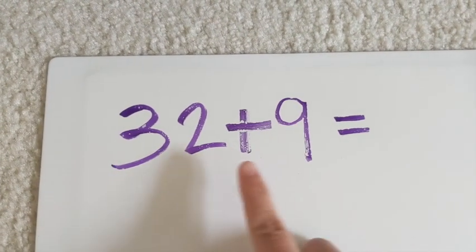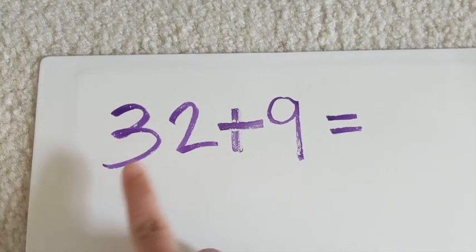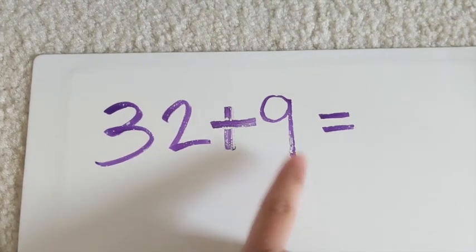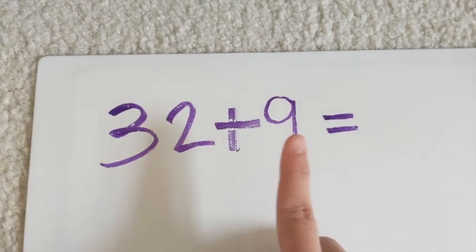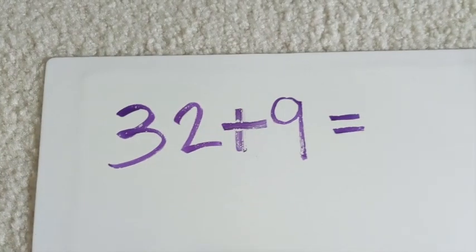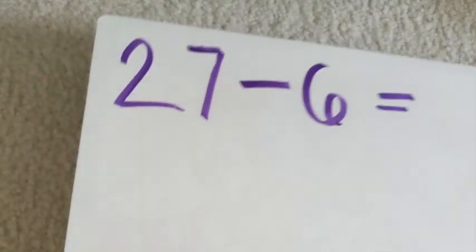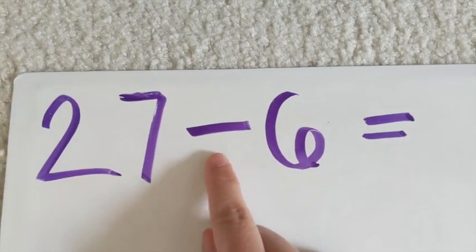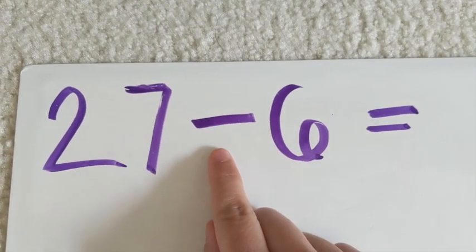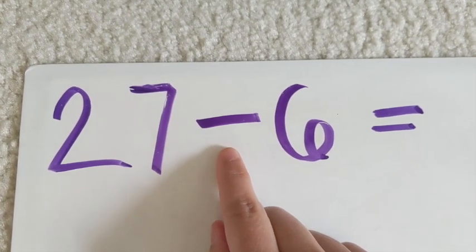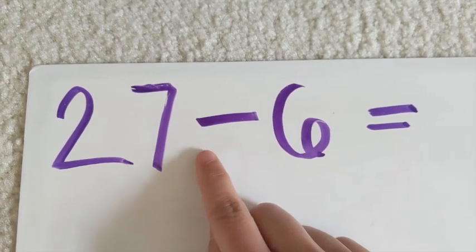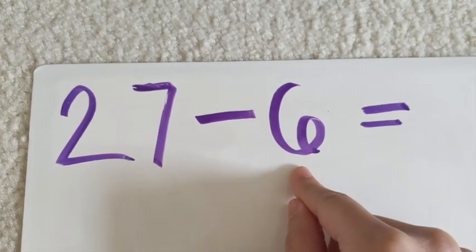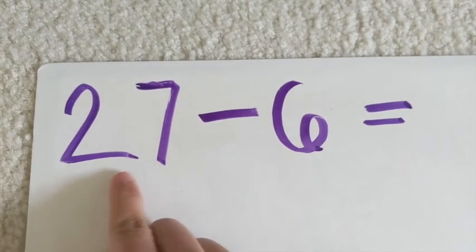Yesterday, we added numbers, 2-digit numbers with 1-digit numbers, and sometimes 2-digit numbers with other 2-digit numbers. But today we're doing something different. What do you notice right here? You're right, it's not a plus. It is not addition. Today's lesson is all about subtraction. So we are going to be taking 6 away from 27.